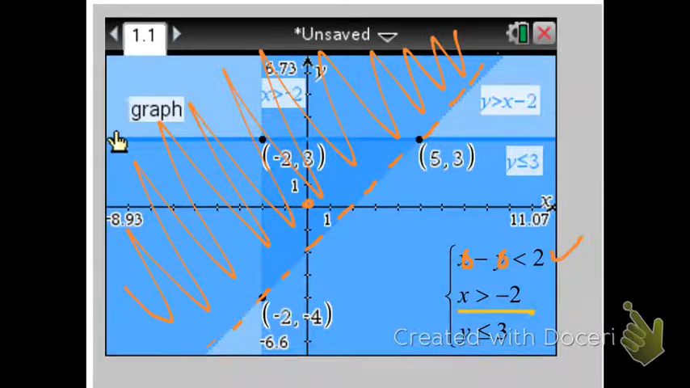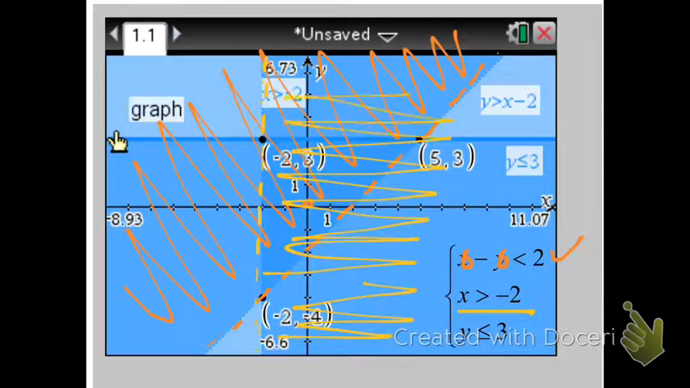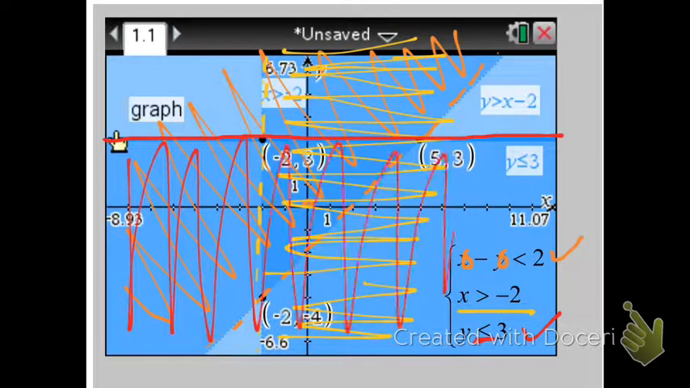So x is greater than negative 2. Alright, that's also going to be a dotted line. x equals negative 2 is a vertical line. So we're going to draw a vertical dotted line and then shade to the right, because that's where all the points are where x is greater than negative 2. You can also test the point that way. Alright, and then the last one is y is less than or equal to 3. So that's going to get a solid line because it's less than or equal to, and all the points where y is less than 3 will be below that line.